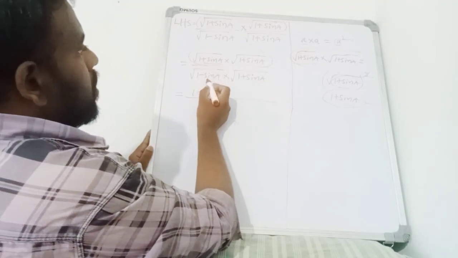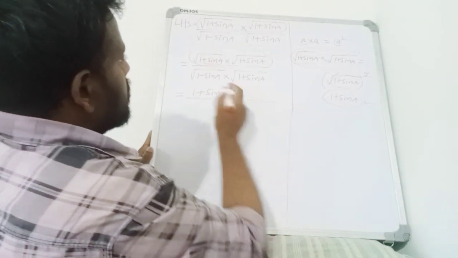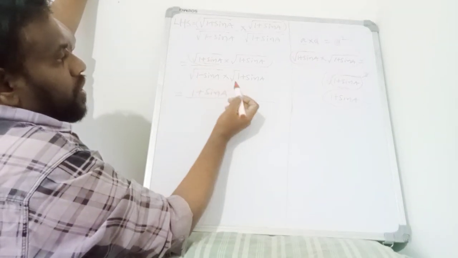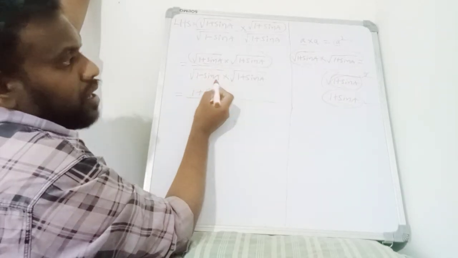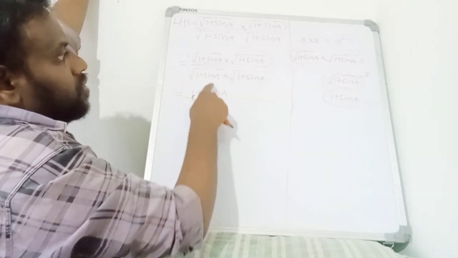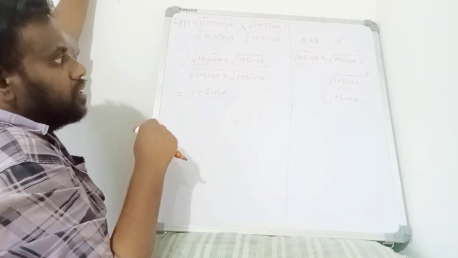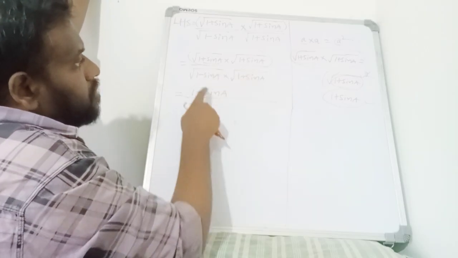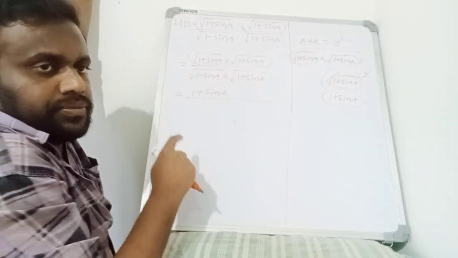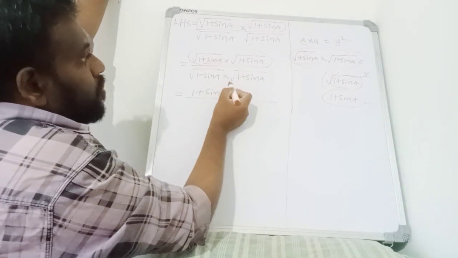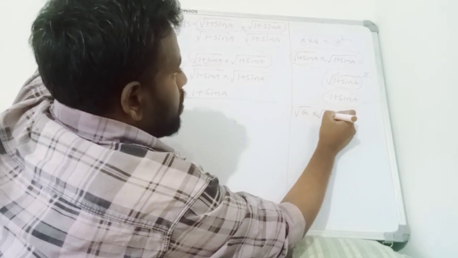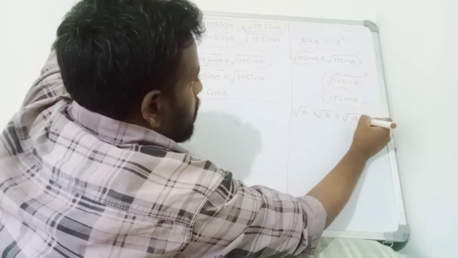Next, see this, square root of 1 minus sin A into square root of 1 plus sin A. Here see, square root same, but here this is 1 minus sin A, this is 1 plus sin A. So see, here minus is there, here plus is there. So this is different, this is different. Okay, we cannot take A into A because minus is there, here plus is there. So we have to take this as A, this as B. Okay, and we have square root also. So there is a formula, square root of A into square root of B is equal to square root of AB.